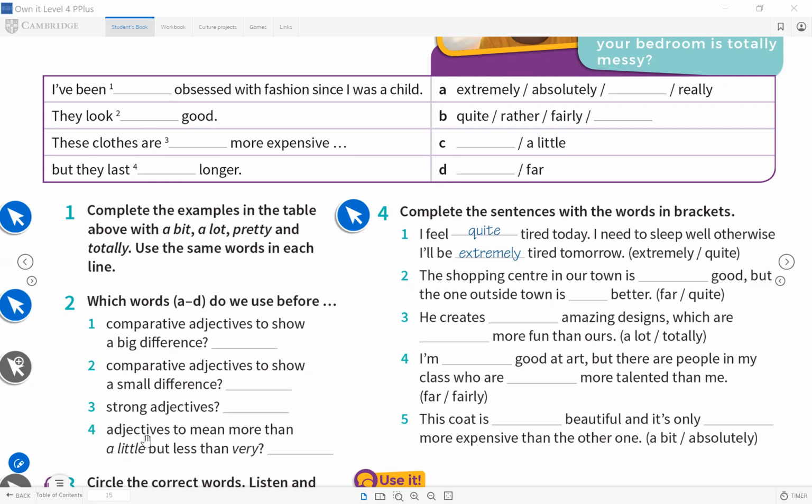And the last category is the modifiers before adjectives that we use to mean more than a little, more than a bit, but less than very. Okay, for this category we use the modifiers quite, rather, fairly, and pretty. Yeah, it was pretty here. Okay, so for now that's it. It was a quick summary of what we have studied.